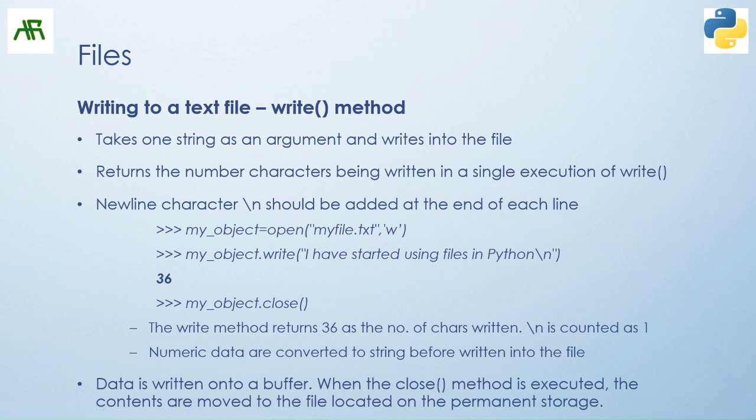Data is written onto a buffer. When the close method is executed, the contents are moved to the file located on the permanent storage. During the process of writing, until the close happens, the data is not actually written into the file. It is there in the memory buffer. So if the program crashes before the close of the file, nothing is going into the file. Only when the program encounters the close, the data is written into the file.